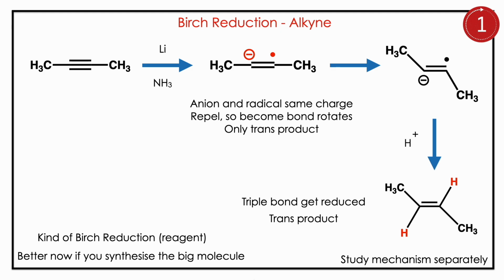Then the anion is quenched with H plus. The radical is also quenched with H plus. In the final product, the triple bond compound is reduced to a double bond with the trans product. The trans selectivity is achieved due to the repulsion between the radical and anion.